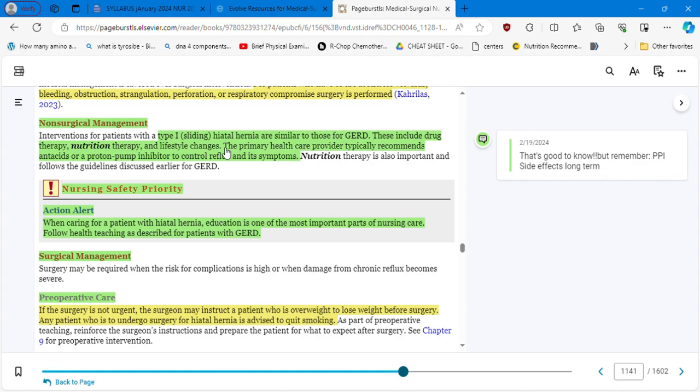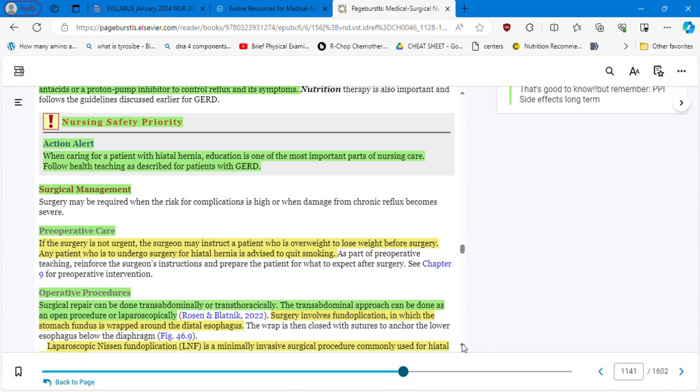I'm really concerned because the order of the non-surgical management should be lifestyle changes first, then nutrition therapy, and then drug therapy. But conventional medicine starts with drug therapy, right? The primary healthcare provider typically recommends antacids or a proton pump inhibitor to control reflux and its symptoms. Okay.